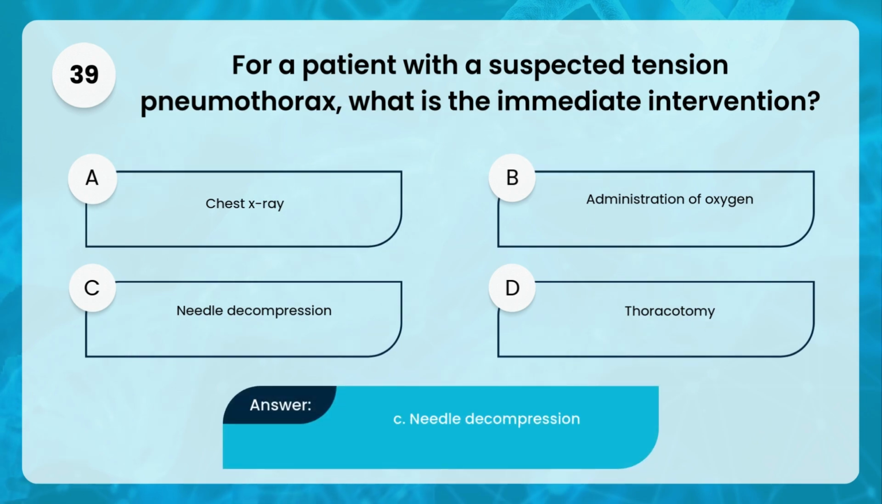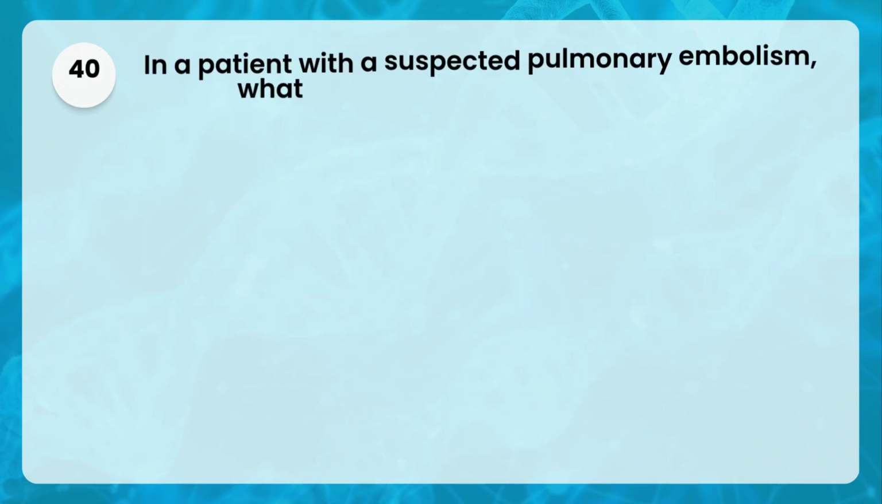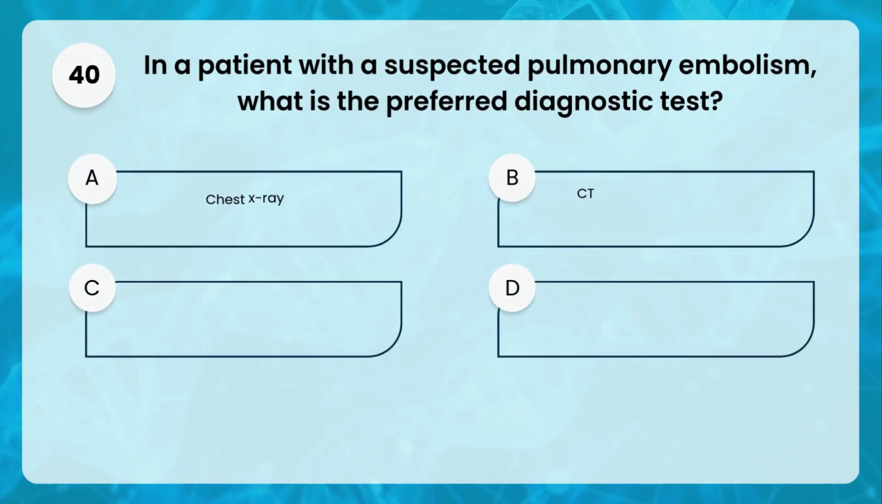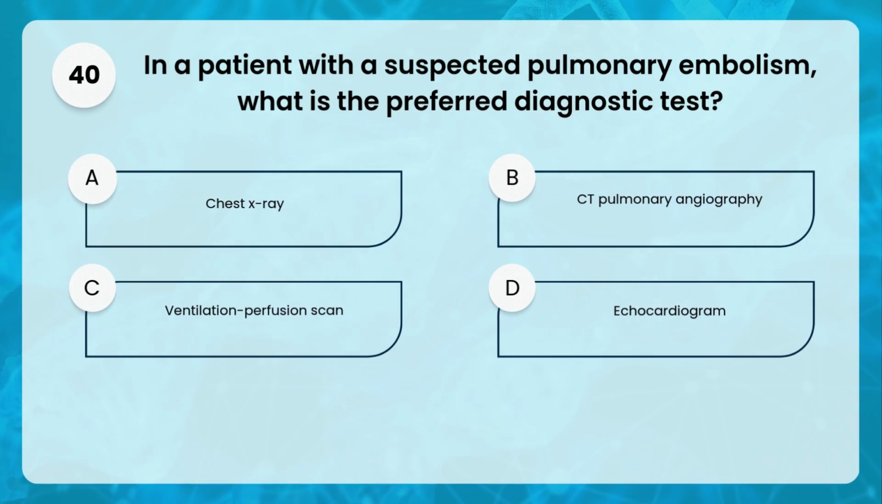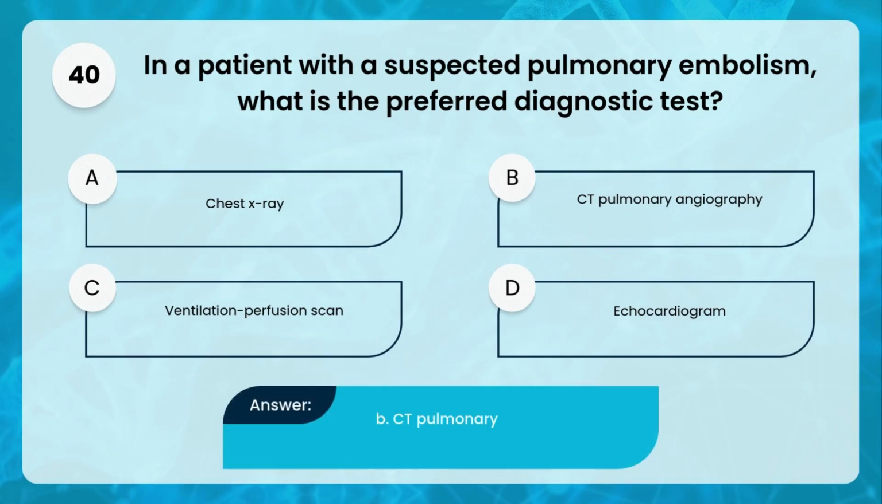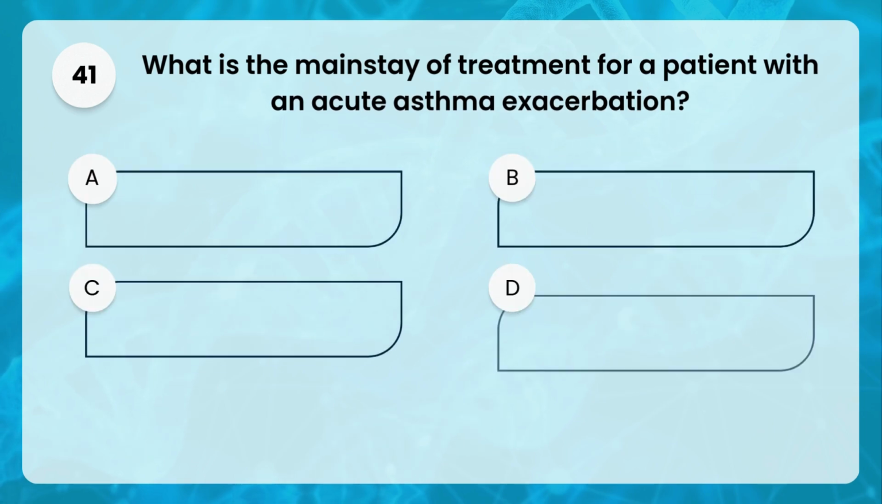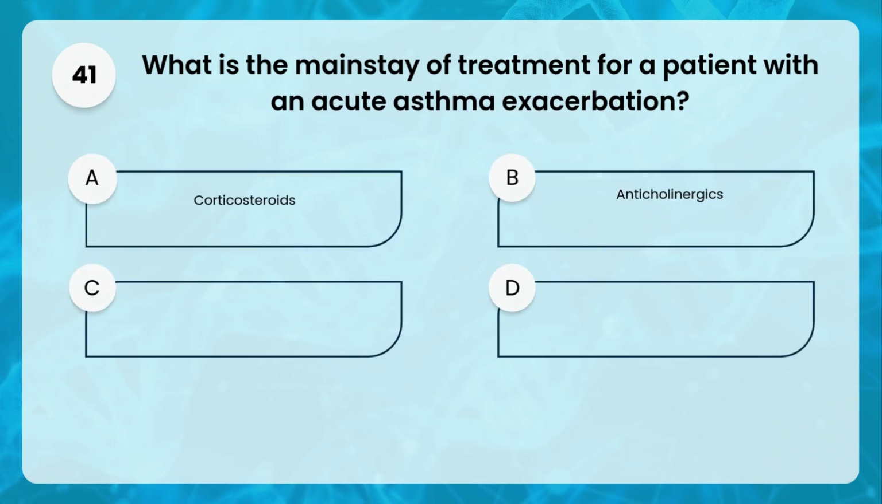Needle decompression. Number 40. In a patient with a suspected pulmonary embolism, what is the preferred diagnostic test? A. Chest X-ray. B. CT pulmonary angiography. C. Ventilation perfusion scan. Or D. Echocardiogram. The answer is B. CT pulmonary angiography.